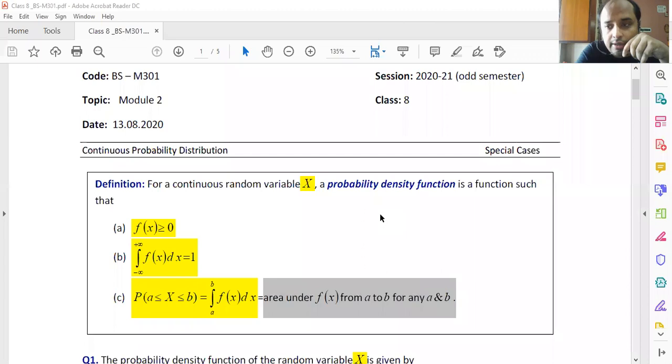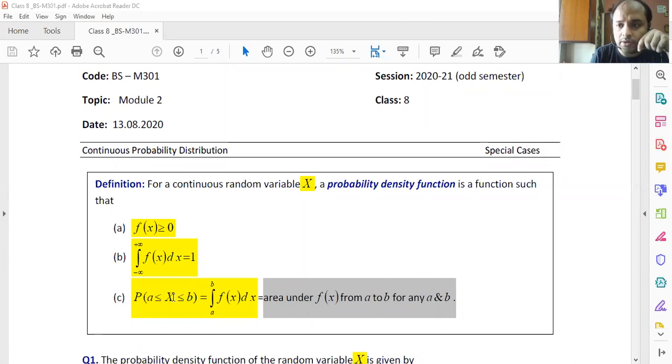Probability mass function is always non-negative. Probability mass function's sum total is always 1. Just like that, probability density function is always non-negative, so I have written here f(x) is greater than or equal to 0. And since I'm interested in a continuous case, the summation will be replaced by integration, from minus infinity to plus infinity. That means I am taking the summation over all possible values on the real line, and that sum total is 1. You already know that.